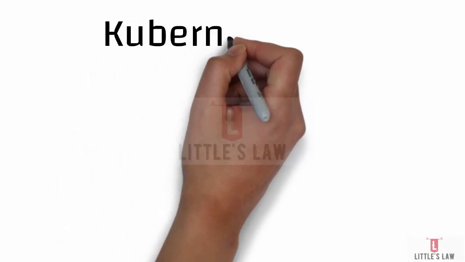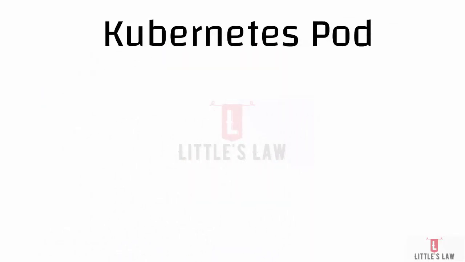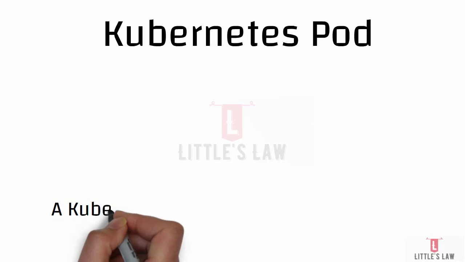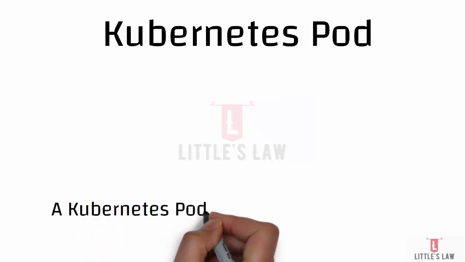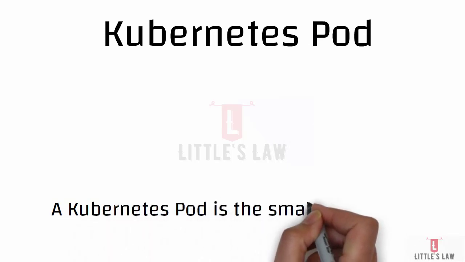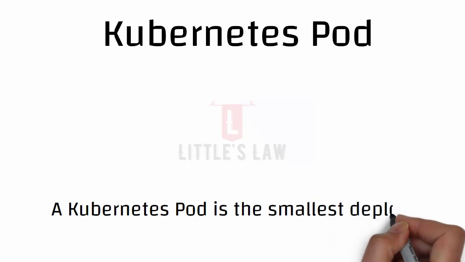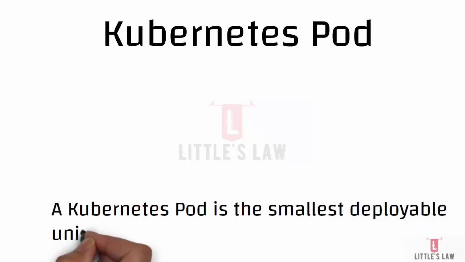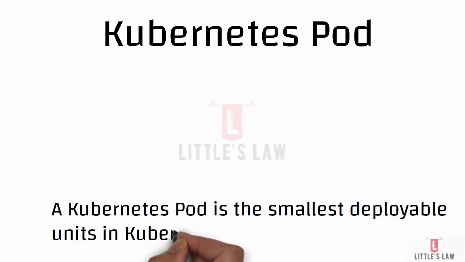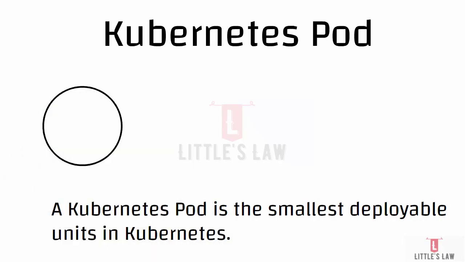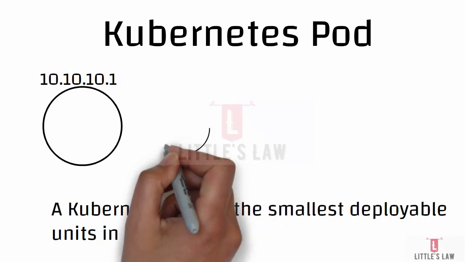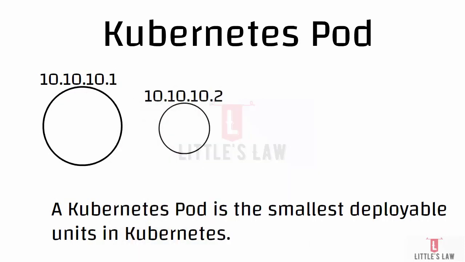So firstly, we will see what a Kubernetes pod is. A Kubernetes pod is the smallest deployable unit in Kubernetes. The containers within a pod share the same network namespace, which enables them to communicate easily.